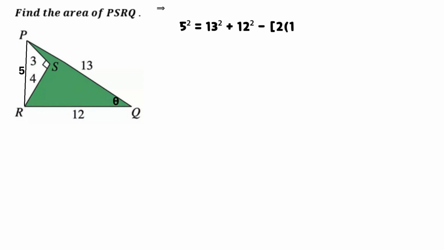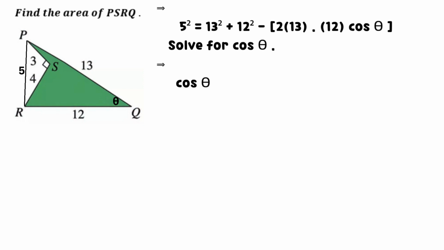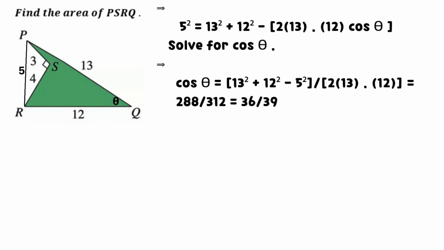This implies the square of 5 equals the sum of the square of 13 and the square of 12, minus 2 times the product of 13 and 12 multiplied by cosine theta. Solve for cosine theta. This implies that cos theta equals the sum of the square of 13 and the square of 12 minus the square of 5, all divided by 2 times the product of 13 and 12, which equals 12 divided by 13.